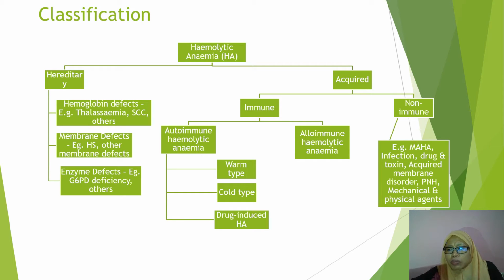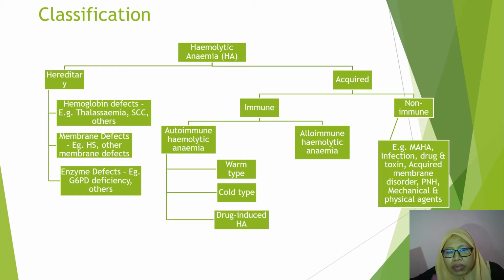For this one, I'm sure you have been taught about this in your hematology lecture. So let us recap. The first one is hemoglobin defects. There is a defect in your globin chain that causes your red blood cell to be recognized as abnormal by our immune system. For example, we can see this condition in thalassemia, the alpha and beta, as well as in sickle cell anemia.